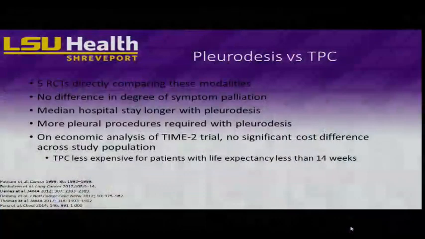Interestingly, on economic analysis from one of these trials, the TIME2 trial, there really wasn't a significant difference in cost across the study population. Now, when they did subgroup analysis looking at people who lived less than 14 weeks, those people actually had a lower cost from a tunnel pleural catheter. And what's really driving the cost there is the hospital stay after pleurodesis.